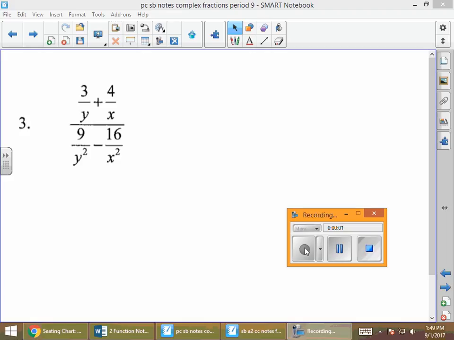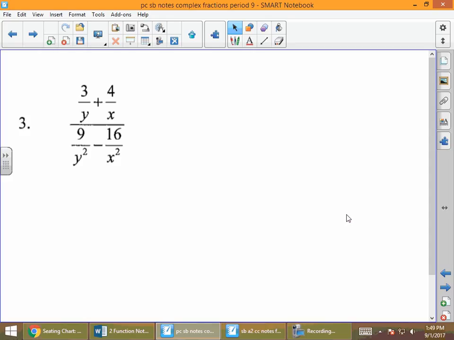This is part 2 of simplifying complex fractions. We are starting on example number 3. And once again, we have 2 methods for solving these. On this particular method, we're going to add the top of the fractions together. We're going to add the bottom of the fractions, or subtract the bottom of the fractions. And then we'll finish by dividing.